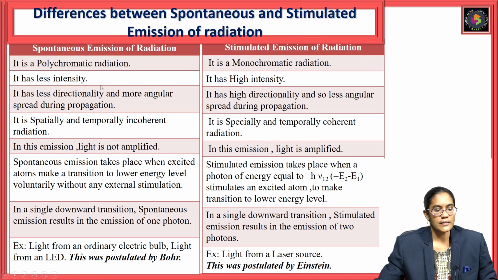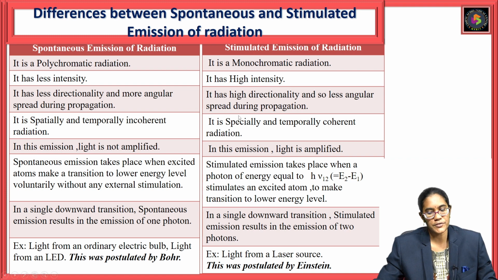The example for spontaneous emission of radiation is the light from an ordinary bulb and the light from an LED. In the case of stimulated emission of radiation, the example is the light from a laser source. The spontaneous process was postulated by Bohr, and the stimulated process was postulated by Einstein. So these are the major differences between spontaneous and stimulated emission of radiation.